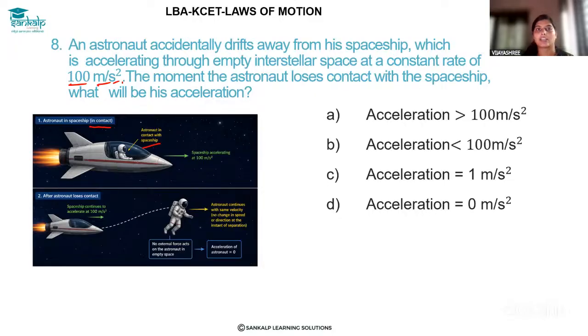So next, what happens eventually after the astronaut loses contact? Okay, the astronaut loses contact with the spaceship. The spaceship continues to accelerate at 100 meter per second. The astronaut continues with the same velocity, no change in velocity or direction at the instant of separation.